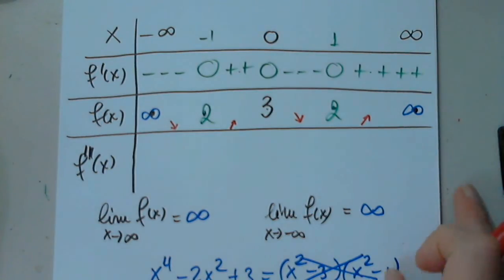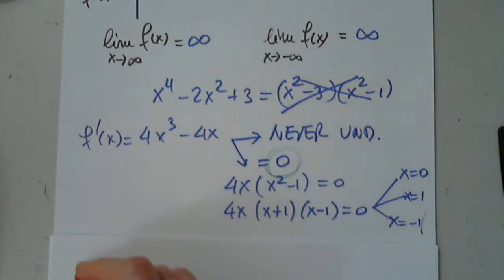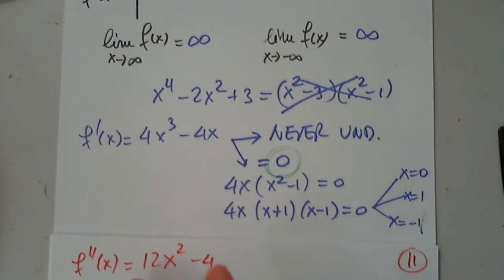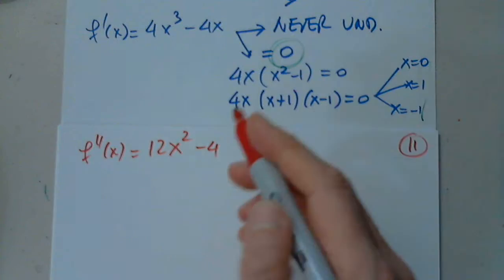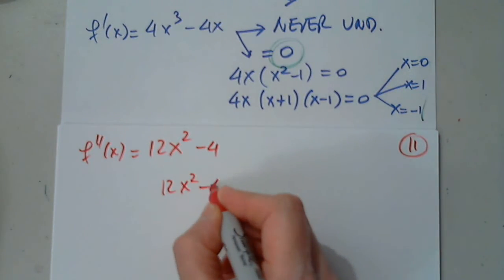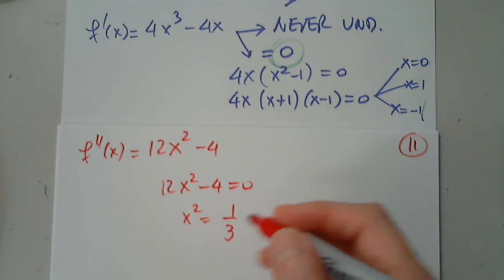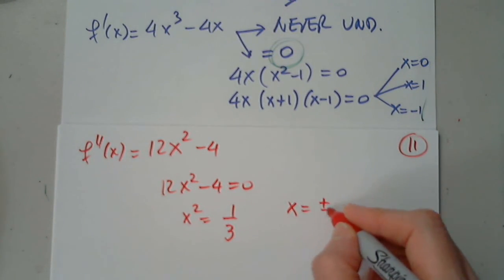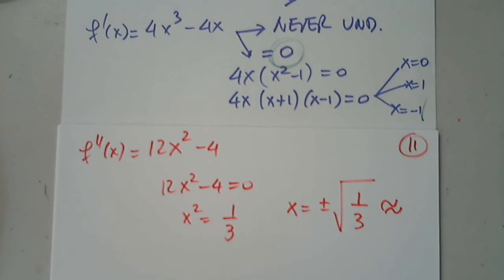Finally, the second derivative. Here's my first derivative, so the second derivative will be 12x squared minus 4. Of course, it's never undefined, but it could be 0. So when 12x squared minus 4 equals 0, x squared equals 4 over 12, which is 1/3. Ugly number, but I have no choice. That's what it is, and I will approximate them because I don't know what to do with that.